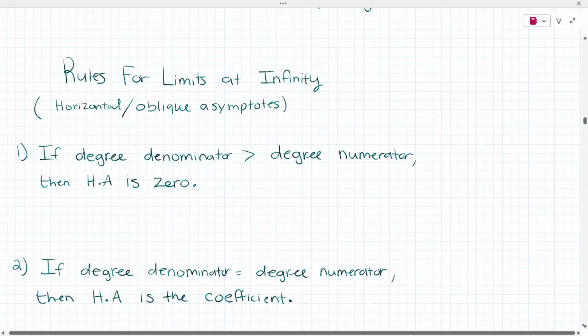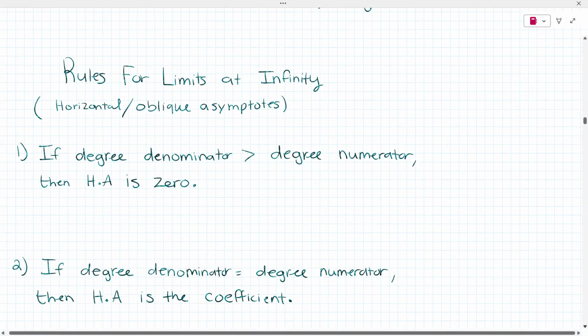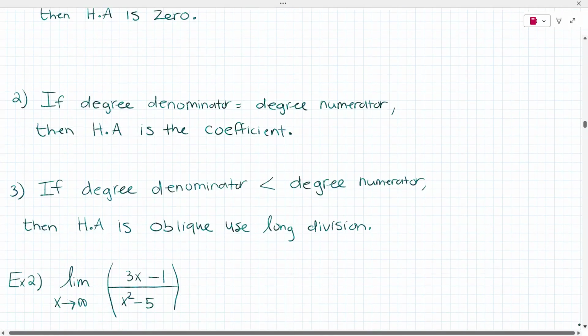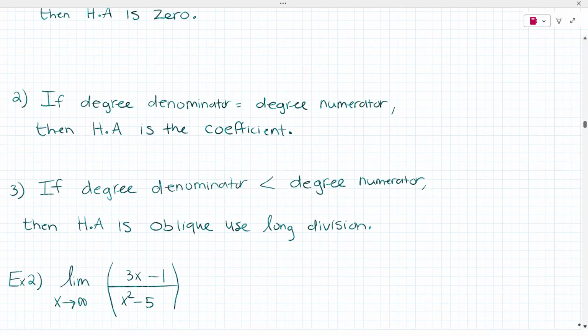So, rules for limits at infinity. You have horizontal and oblique asymptotes. If the degree of the denominator is larger than the degree of the numerator, then the horizontal asymptote is 0. We talked about that. If the degree of the denominator equals the degree of the numerator, the horizontal asymptote is the ratio of the coefficients. And rule 3: if the degree of the denominator is less than the degree of the numerator, then it is oblique and you must use long division.